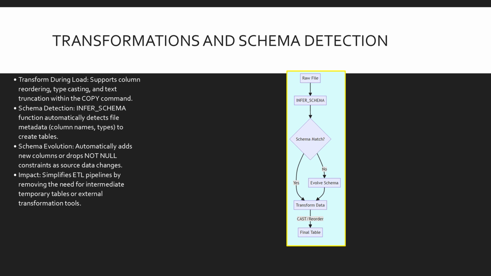This chart explains the smart loading process. A raw file is analyzed by infer schema. We check if the schema matches the target. If no, the system triggers evolve schema to adjust the table. Once aligned, we transform data, applying casts or reordering before writing to the final table.